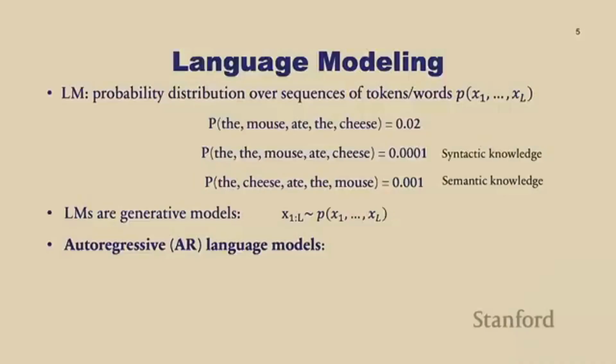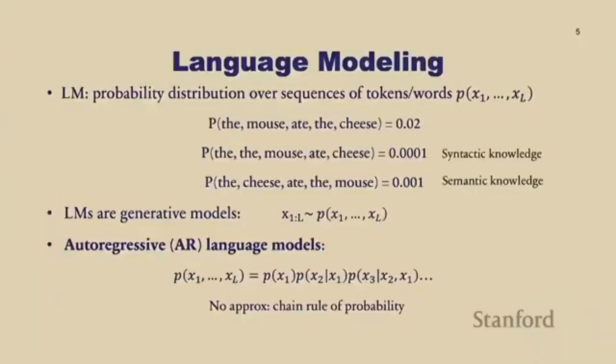The type of models that people are all currently using are what we call autoregressive language models. The key idea of autoregressive language models is that you take this distribution over words and you decompose it into the distribution of the first word, multiplied by the likelihood of the second word given the first word, multiplied by p of the third word given the first two words. So there's no approximation here. This is just the chain rule of probability, which you hopefully all know about. Really no approximation. This is just one way of modeling a distribution.